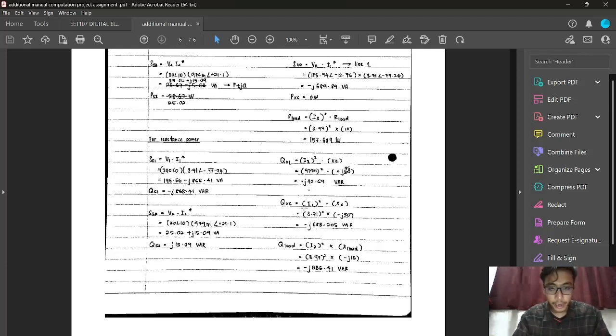The reactance power of the capacitor is negative j688.205 VAR. The reactance power of the load is negative j286.41 VAR.